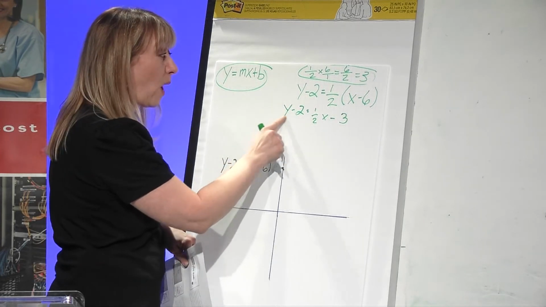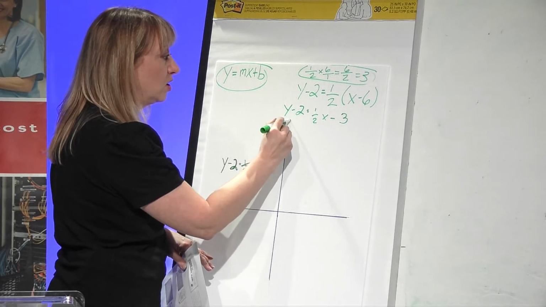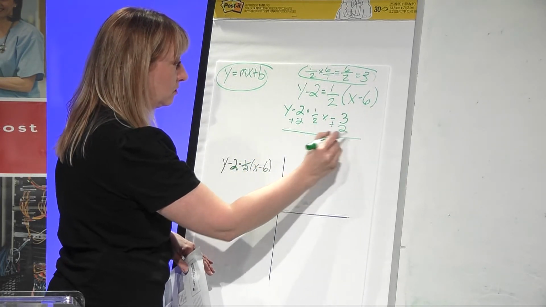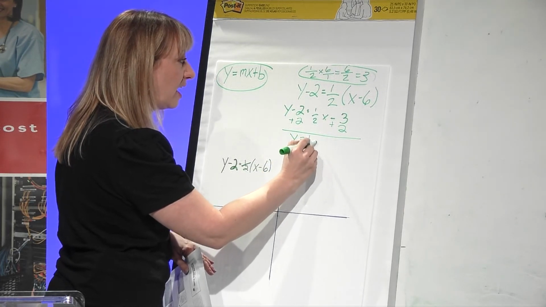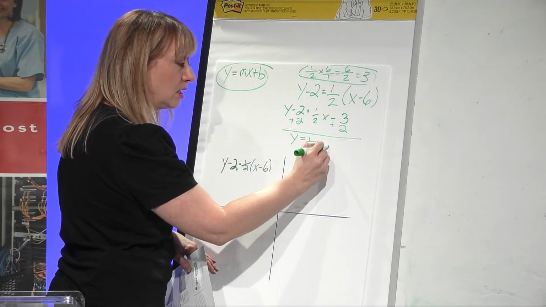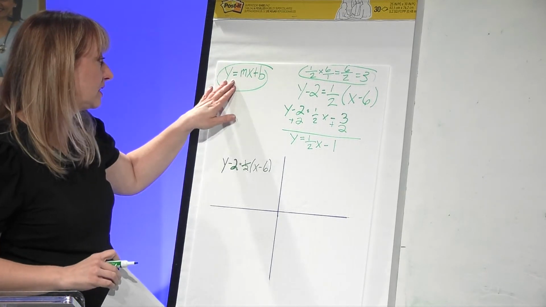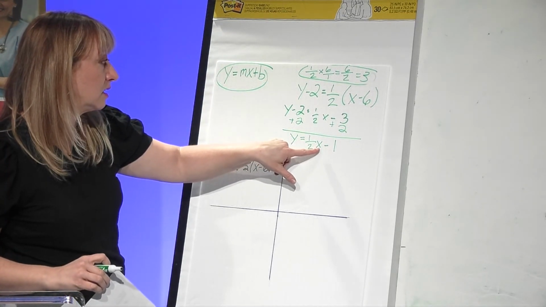I want to get this y by itself because I want it to look like this. I want to have y by itself. So I'm going to add 2, have my y by itself, and now I have 1/2 x. A negative 3 plus a 2 is negative 1. So now I have this. I have y equals m, here's my slope, x minus 1.